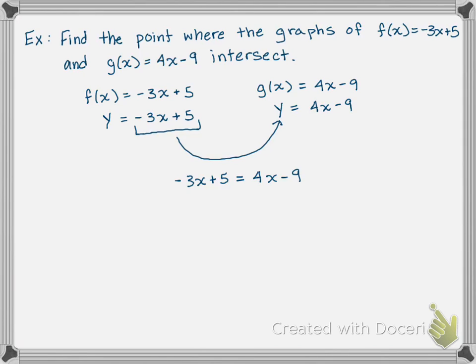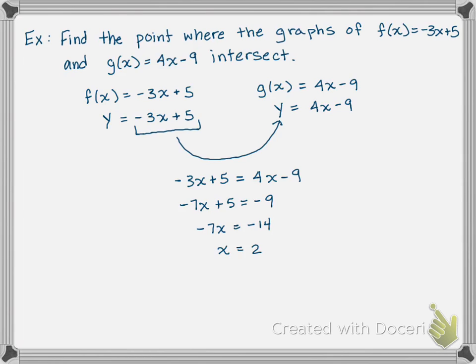It actually turns out that when your equations are in function notation like this, you want your outputs to be equal, and so it always works to just set the functions equal to each other. So take the expressions on the right side of each and just set them equal. Then we can solve: negative 7x plus 5 equals negative 9. So negative 7x equals negative 14, and x equals 2.